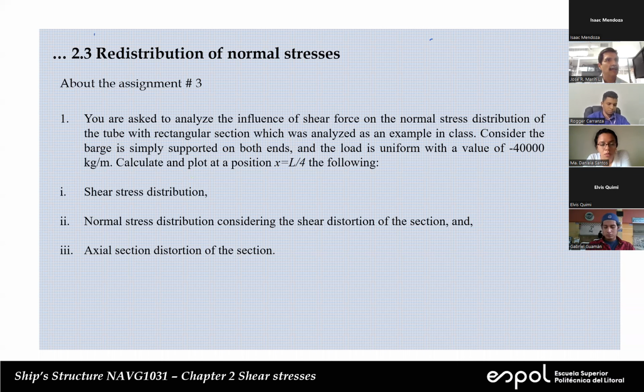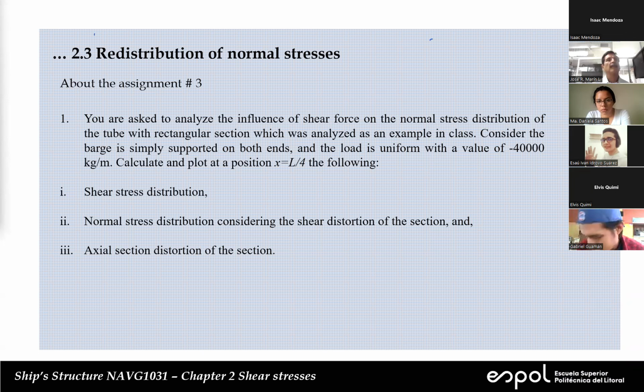Thank you, Mr. Kimi. Mr. Hidro, if you have to calculate the shear stress distribution, what would you do? Remind us of what you need to calculate the shear stress distribution. The inertia, the Q, and the thickness.